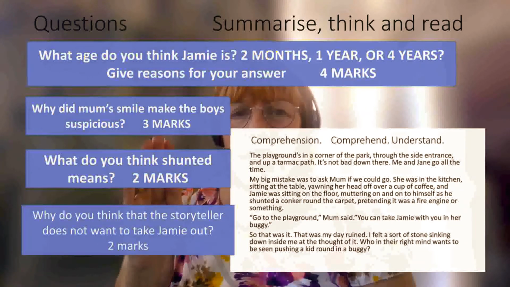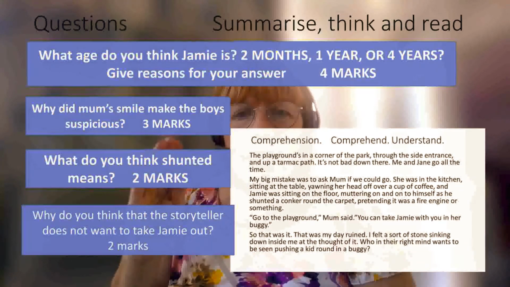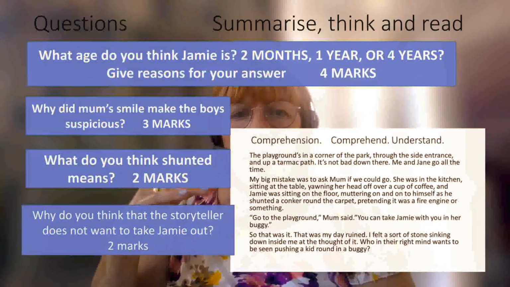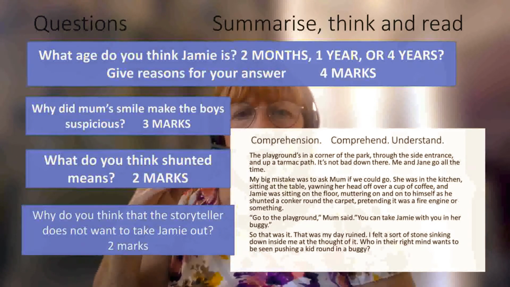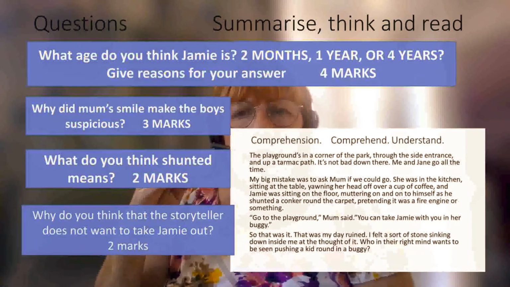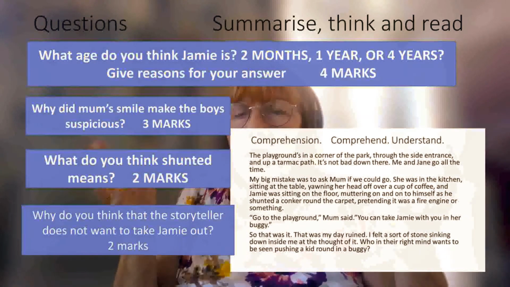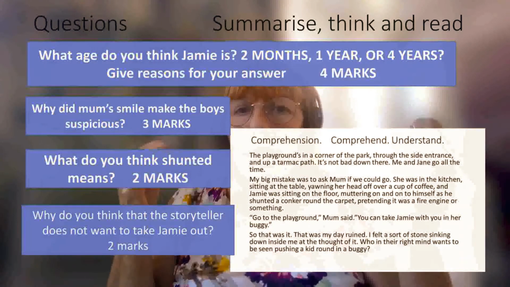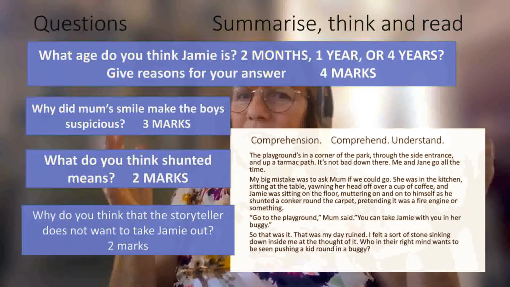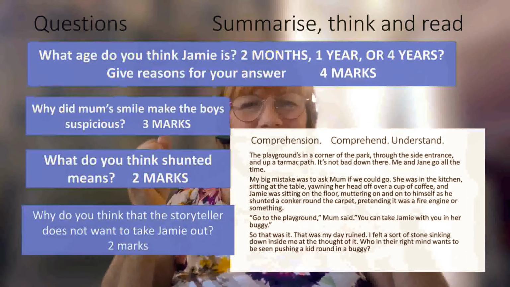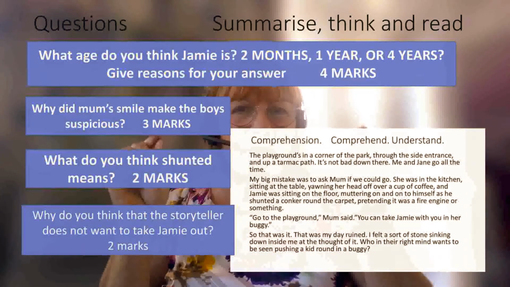Why did Mum's smile make the boy suspicious? Now, do you see there's 3 marks for that one? Because what you've got to do is look at what was happening for Mum. So Mum was yawning, she was drinking a coffee, she was very tired because you said in your summarising she was very tired. And think about if you are a mum or you know a mum when they're very tired and they have young children and they have an older child who could perhaps look after the younger child. So have a think about what reason would you smile when you say, oh, perhaps you could do that for me.